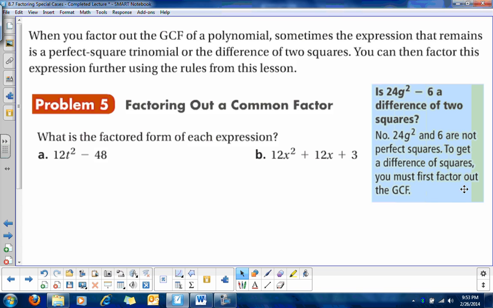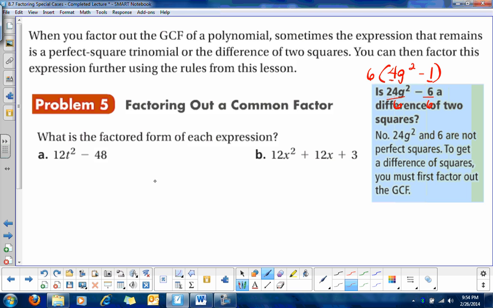But if we factor out, let's say we factor out a 6, right? If we factor out a 6 on both of those, let me use a better color here. Let's use red. So if we factor out a 6 there and a 6 there, we'll get 4g squared minus 1 with a 6 on the outside. Don't forget that. Now you can see that 4 is a perfect square and 1 is a perfect square. And then we can factor using the rules from this lesson.